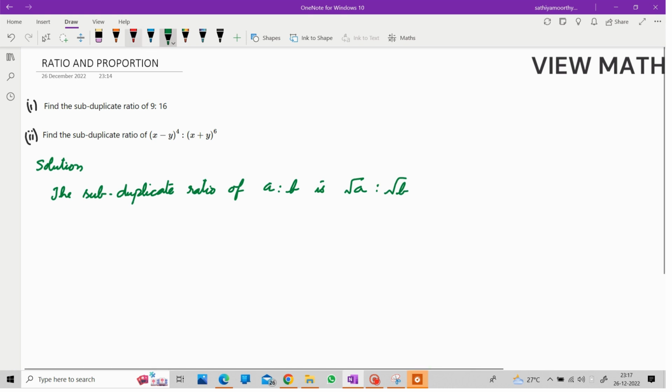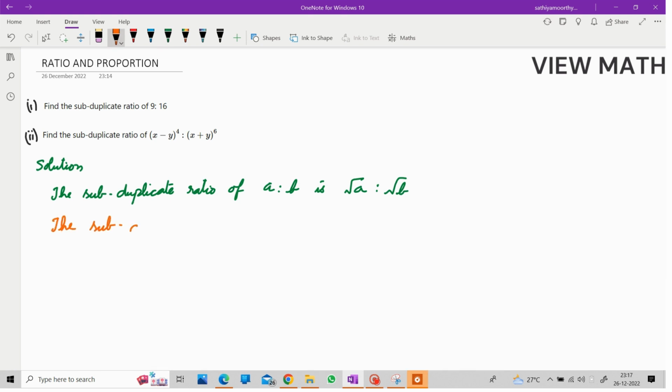So using this, I'm going to find out the subduplicate ratio of 9 is to 16, which is equal to square root of 9 is to square root of 16. So this is equal to square root of 9 is 3 and square root of 16 is 4. This is the subduplicate ratio of 9 is to 16. This is the first subdivision. Now let me do the second subdivision.